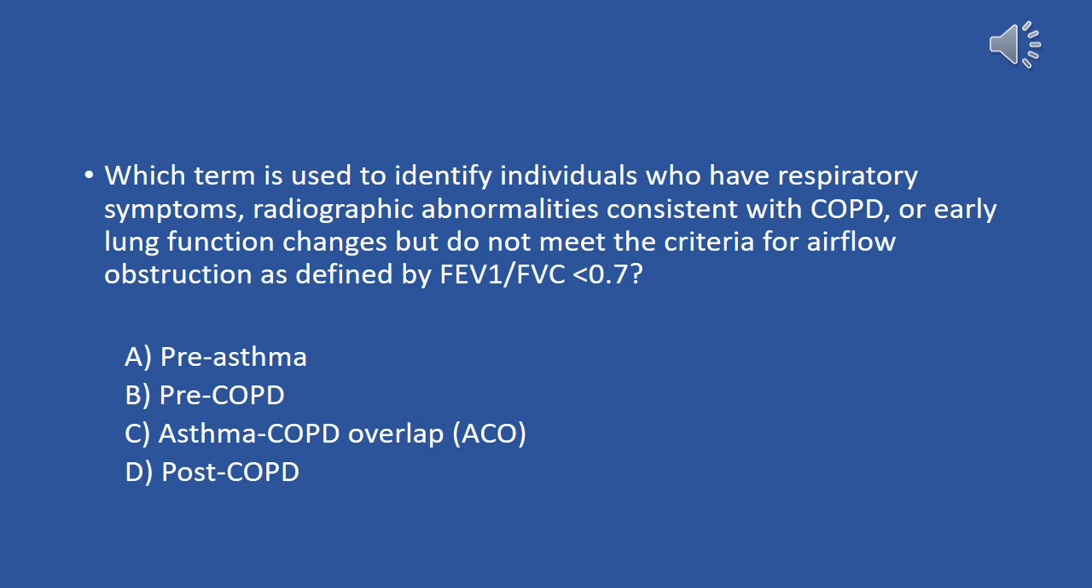Which term is used to identify individuals who have respiratory symptoms, radiographic abnormalities consistent with COPD, or early lung function changes, but do not meet the criteria for airflow obstruction as defined by FEV1 to FVC ratio less than 0.7? A. Pre-asthma. B. Pre-COPD. C. Asthma-COPD overlap. D. Post-COPD.